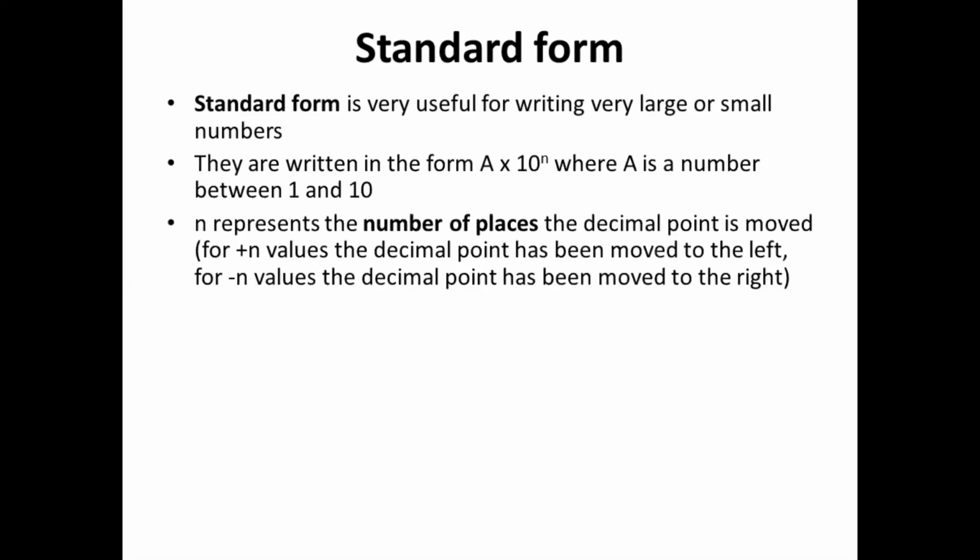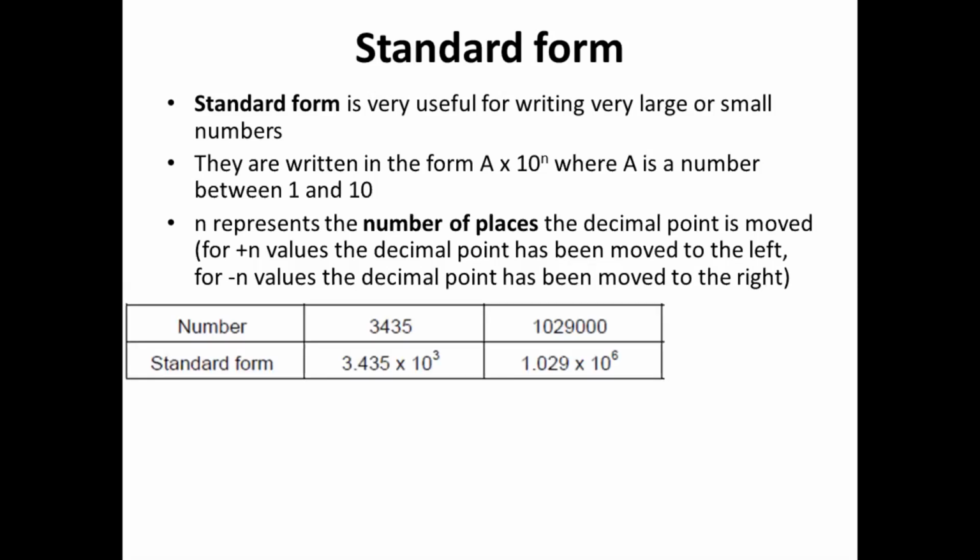So n is the number of places the decimal point is moved when you're working out the standard form. If it moves to the left, n is a positive value. If it moves to the right, n is a negative value. So we're going to look at some examples in here.